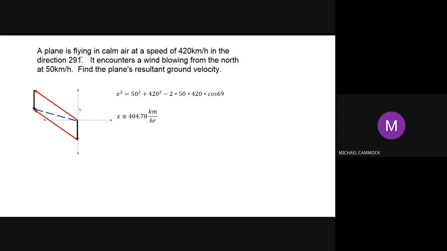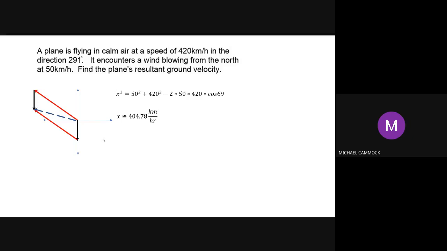But at any rate, 291 measured from north takes you all the way over here. So now you're going in this direction. We added the two vectors to give a parallelogram. The dotted line represents the resultant, and we said already that we can use that to find the length of this line, which represents the speed of the plane, and that works out to 404.78 kilometers per hour.